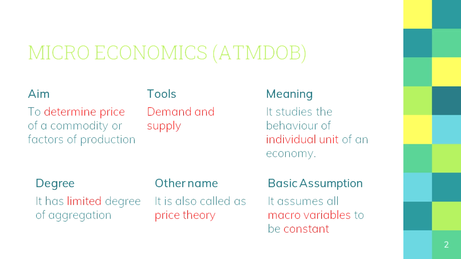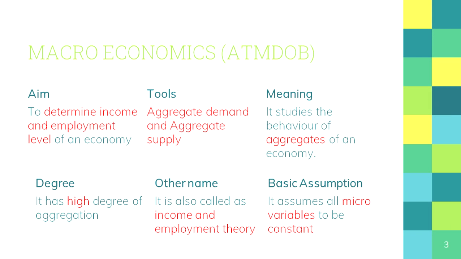as constant. So in microeconomics, there are six bases. A stands for aim, T for tools, M for meaning, D for degree, O for other name, and B for basic assumption. Now going with the next difference, that is the differences of macroeconomics. I did it separately. So here also the same bases are used: aim, tools, meaning, degree, other name, and basic assumption.